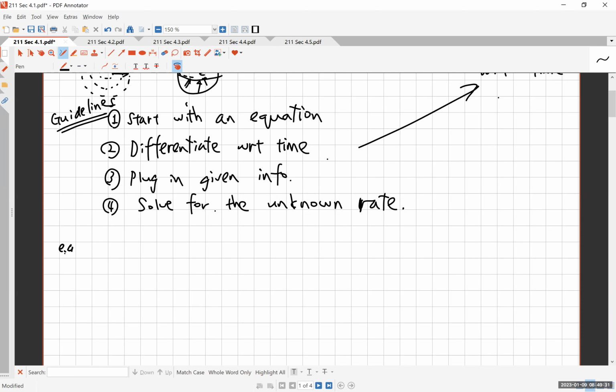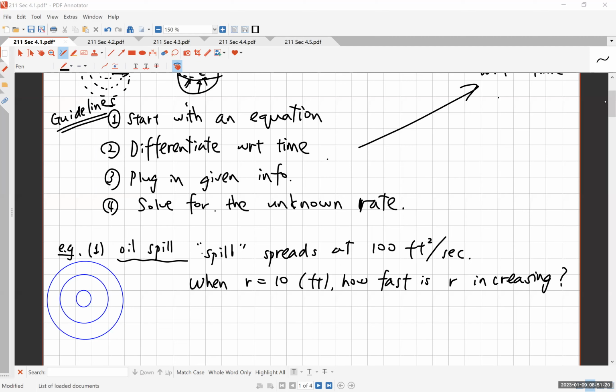Okay, so here's the first problem. I'm going to go ahead and write down the problem, and so you can read it and get started. All right, so here's the first question. Let's say there's an oil spill on the ocean, and the spill is spreading at 100 square feet per second. All right, so every second, the area contaminated by the oil is increasing at a rate of 100 square feet per second. So you can imagine this oil or the circles, bunch of concentric circles, getting bigger and bigger. Okay, that's what the oil spill looks like.